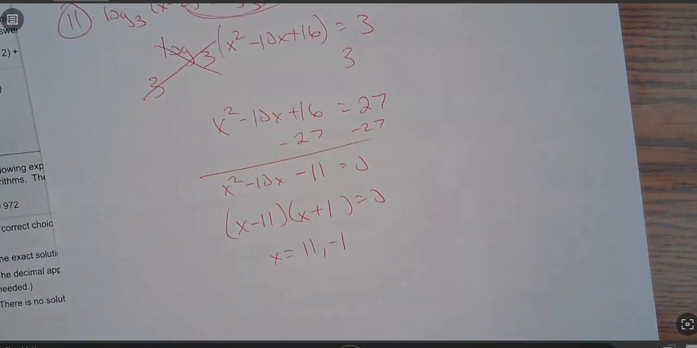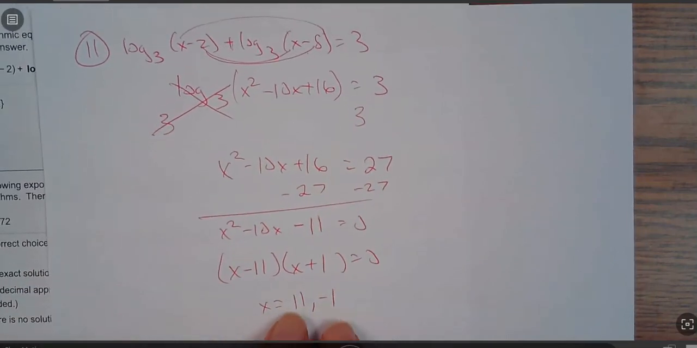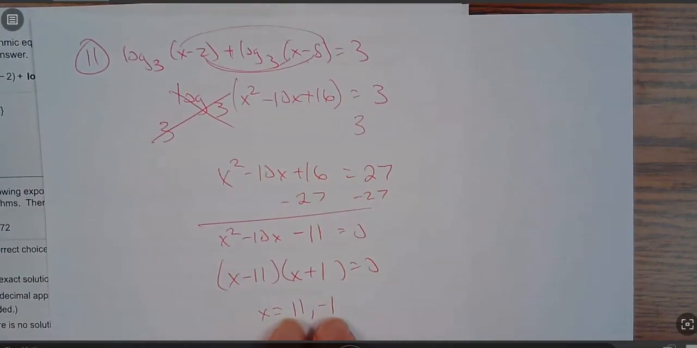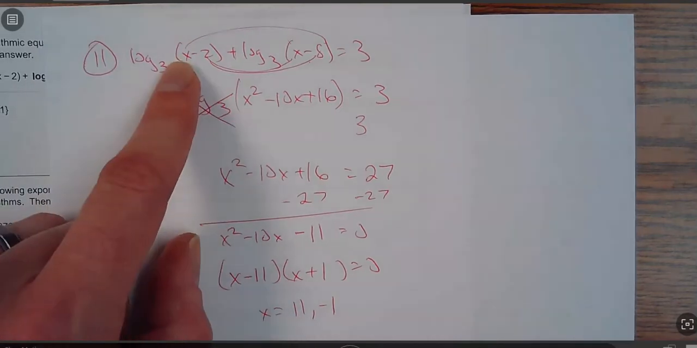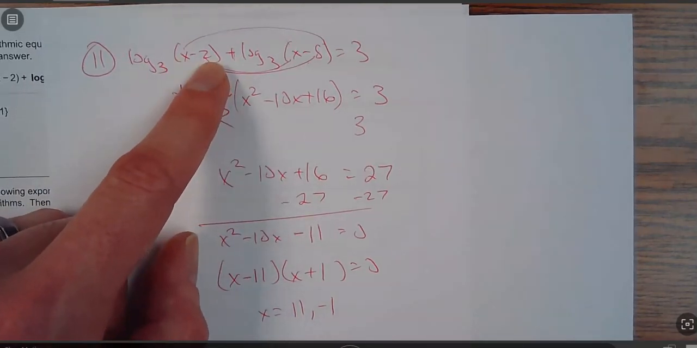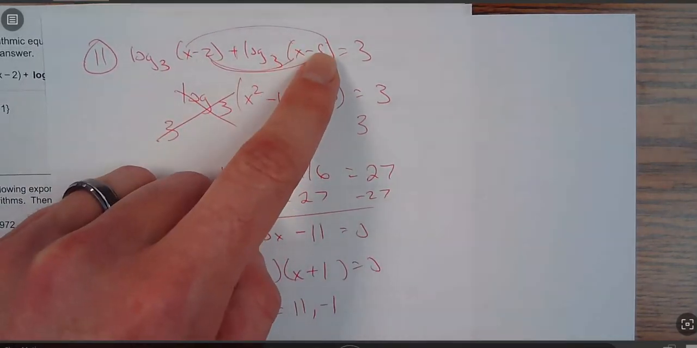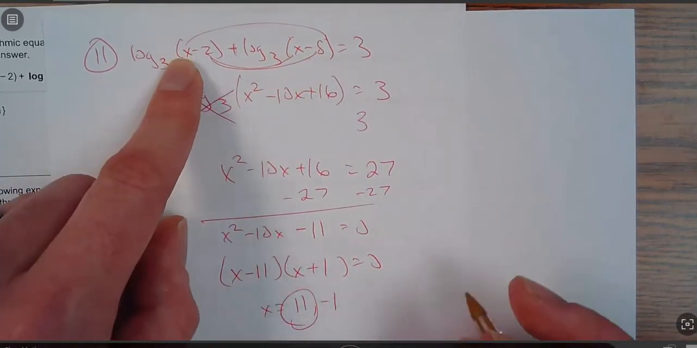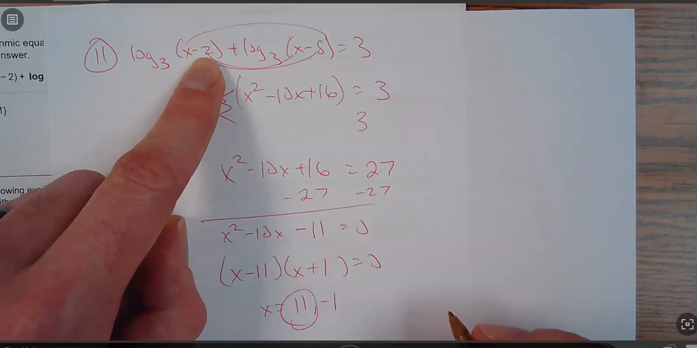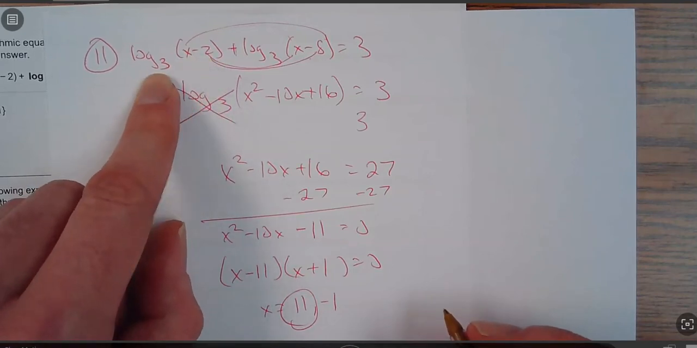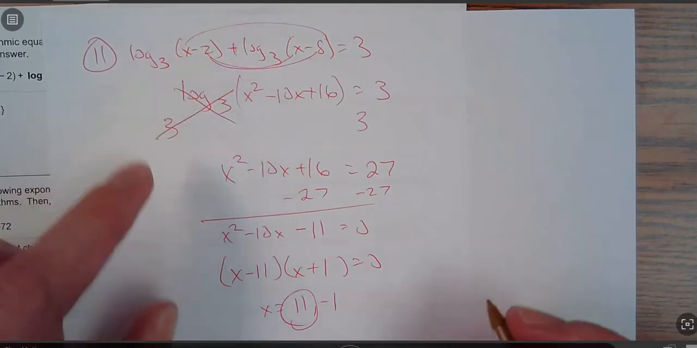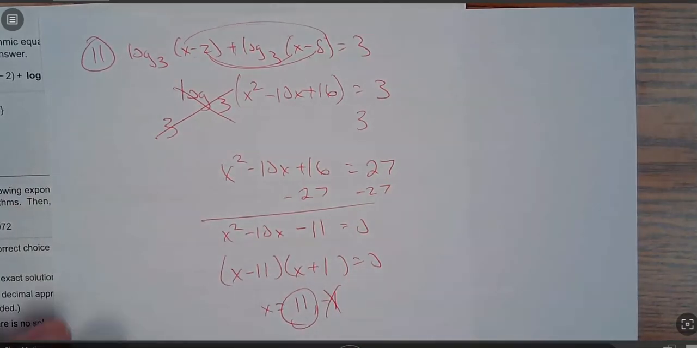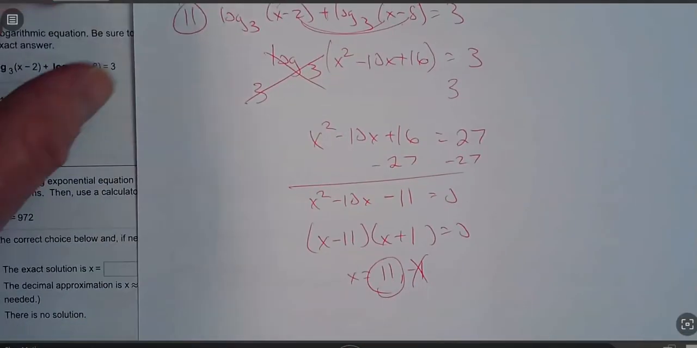Don't just circle those answers though, because I'll look at the original equation. If I plug these in, is the argument still positive? So if I plug 11 in, 11 minus 2 is 9, that's positive. 11 minus 8 is 3, that's positive. So 11 works. Negative 1: negative 1 minus 2 is negative 3. I can't take 3 to any power to get negative 3, so the argument cannot be negative. So I've got to throw that out. So it would just be 11 for that one.